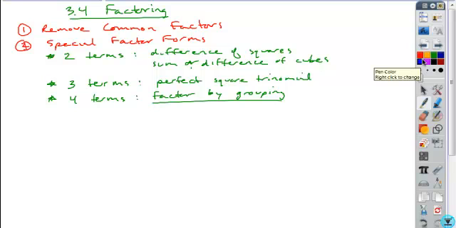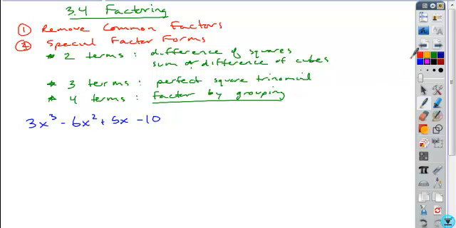So let's take a look at how you would factor by grouping here. If you were given an expression that looked like the following, as you're going through your steps, there's no common factors to remove. There's no special factor forms here, but it does have four terms. This indicates that we're probably going to factor by grouping, and if so, we're going to follow these steps.